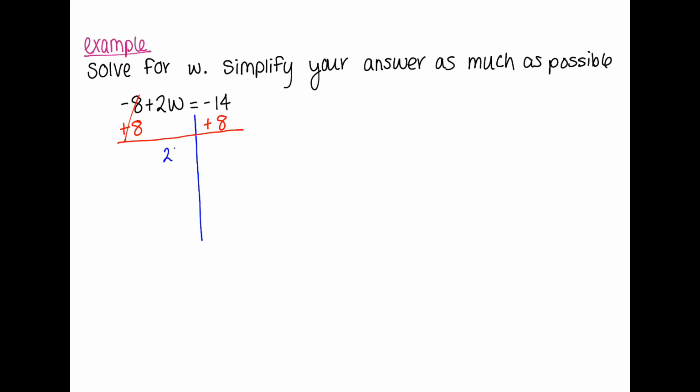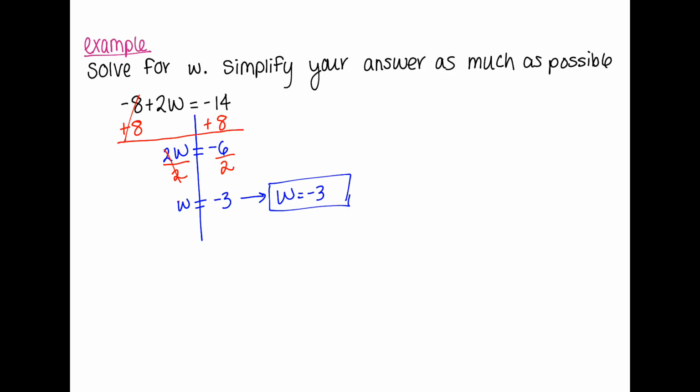So the 2w comes down. It's equal to negative 14 plus 8 will give me negative 6. This 2w, we want to get the 2 away from it. To get rid of the 2, we're dividing by 2. If you divide both sides by 2, you'll get w equals negative 6 divided by 2 is negative 3. So w equals negative 3 is your answer.